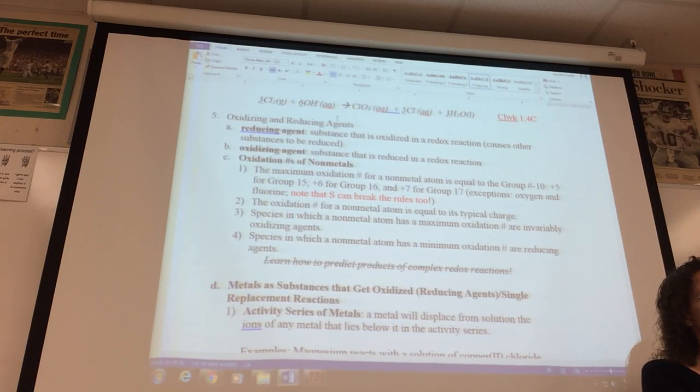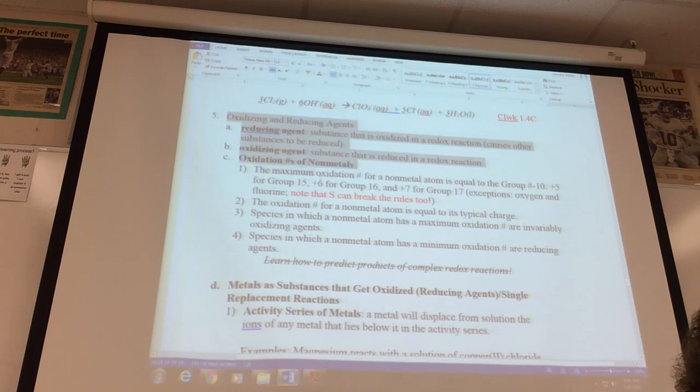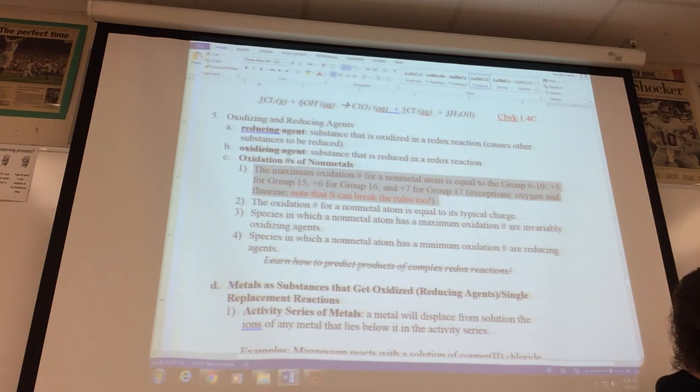Years ago, we used to use terminology like oxidizing and reducing agents. You are not responsible for that terminology anymore. It's a little bit of a shame because it's what you see on bottles of chemicals, but we'll let it go. So this section here, 5, we're just going to let it go. There are some tricks in oxidation numbers in number 1 that you may want to just read through.